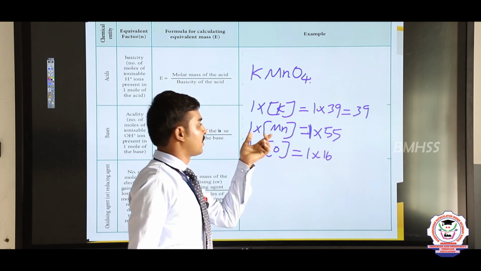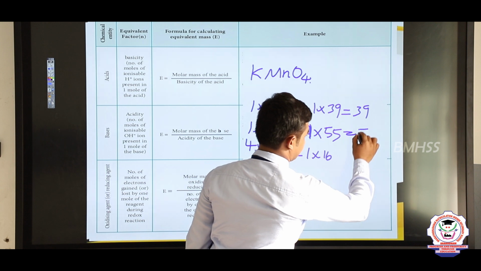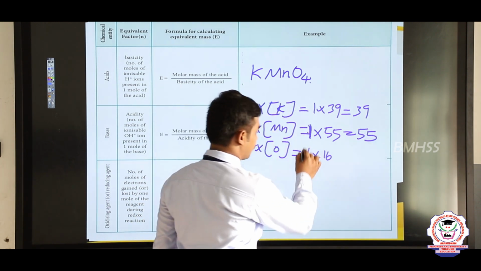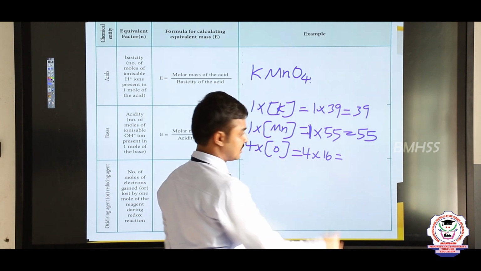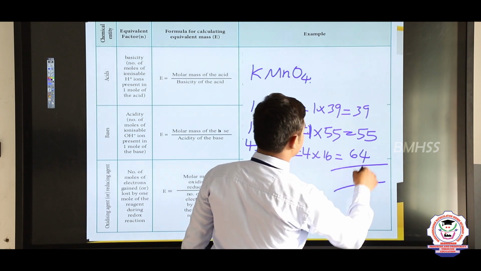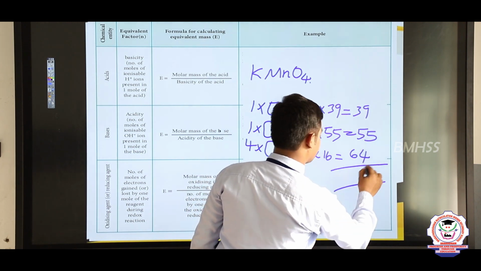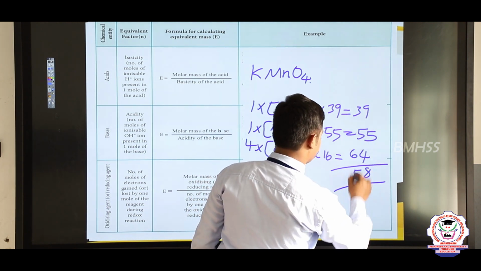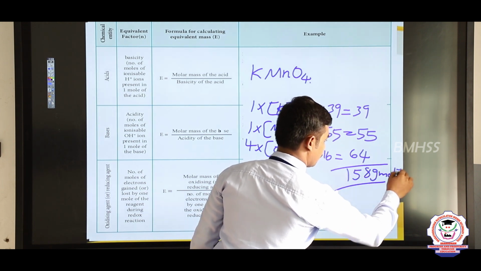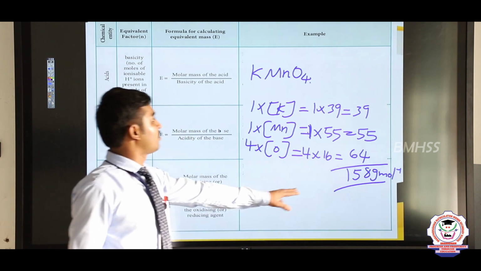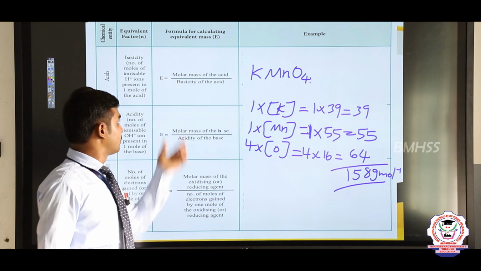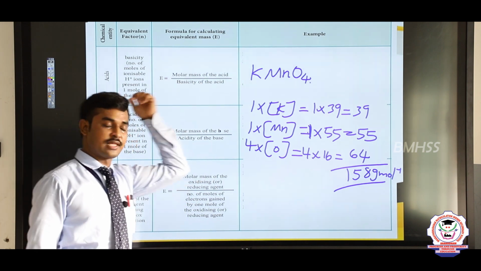The total number of potassium is 1, so the mass of potassium is 39 only, and for manganese 55. For oxygen we have 4 atoms, so 4 into 16, 64. So we have a total of 158 grams per mole, which is the molecular mass of potassium permanganate. We already found the basicity of acids and acidity of bases.